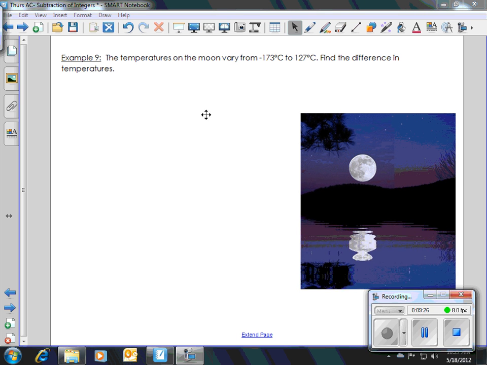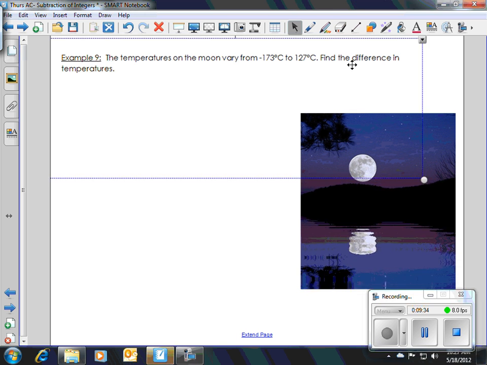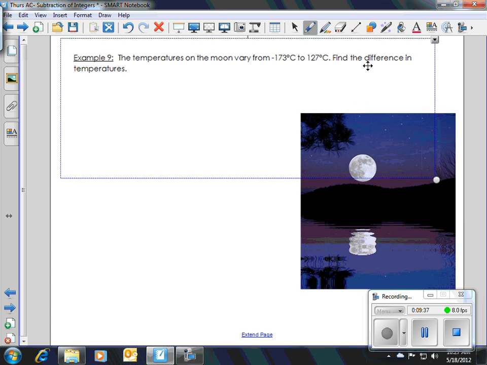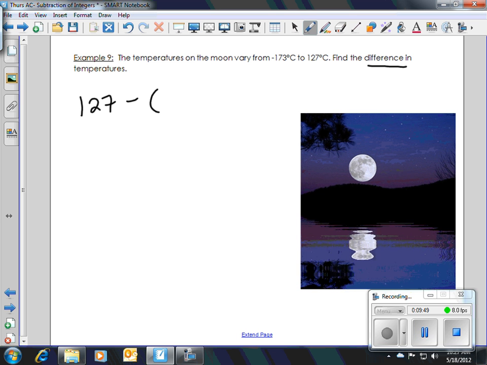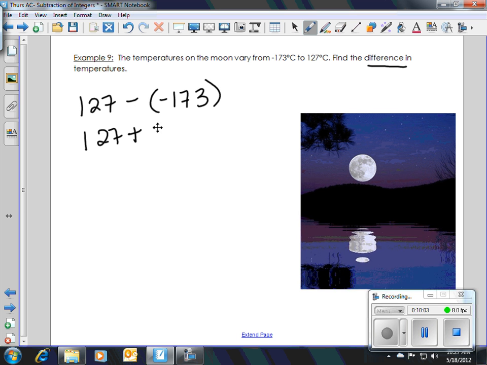The temperatures on the moon vary from -173 degrees Celsius to 127 degrees Celsius. Again, we are going to find the difference in those temperatures. So anytime it's asking for the difference, it's really asking for that distance between them. So that tells us that we've got to do 127 minus -173, because you're always going to do high minus low. So 127 gets to always stay the same. That's the subtraction sign, so it needs to become an addition. And this is a negative, so it becomes a positive.